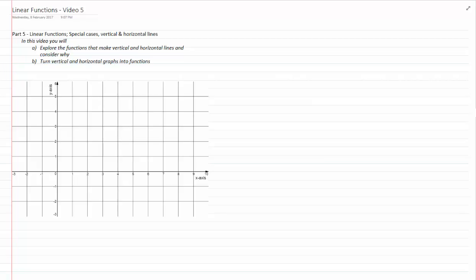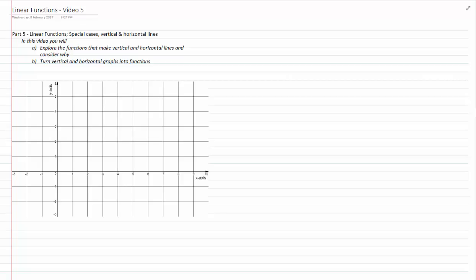Welcome to Linear Functions video 5. This will be a rather quick video talking just about the special cases of vertical and horizontal lines. So in this video you will explore functions that make vertical and horizontal lines, and you will look at turning vertical and horizontal lines into functions.